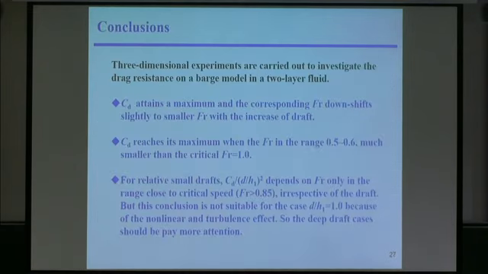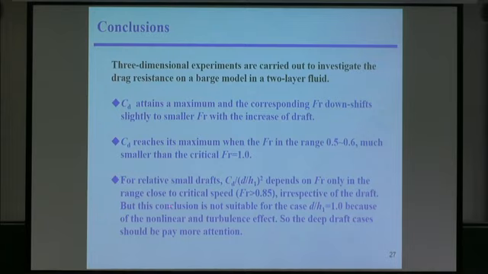Okay, now I will give some conclusions. The first is that CD attains its maximum, and the corresponding Froude number shifts down slightly to smaller Froude numbers with the increase of draft. The second, and most important, is that when CD reaches its maximum, the Froude number is in the range 0.5 to 0.6. It's much smaller than the critical one, and also smaller than some published results.